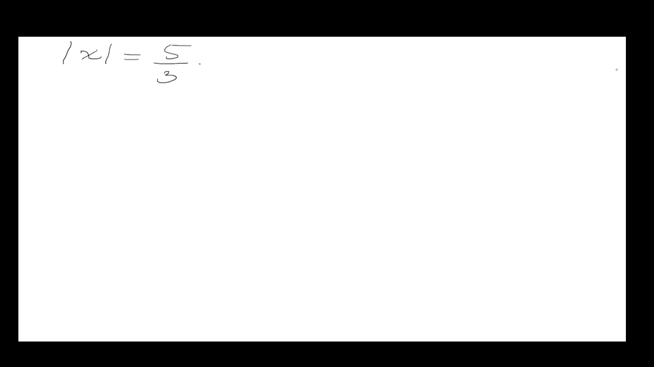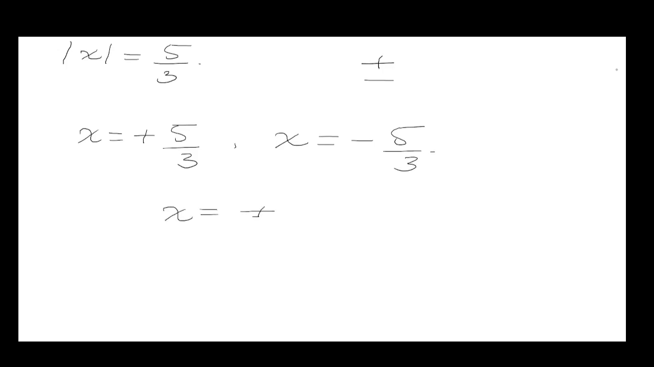Now, what does this mean? The absolute value means positive and negative sign. So we can write x is equal to positive 5 by 3, and we can also write x is equal to negative 5 by 3. And if we want to merge them in the same line, we can write x is equal to plus minus 5 by 3. So this will be our answer for question number 1.